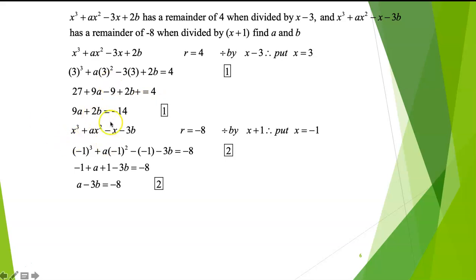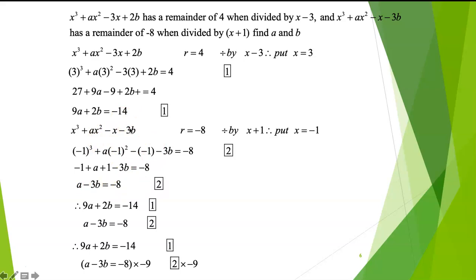Now you can use your graphic calculator to solve those two simultaneous equations, because the point here is not testing you on how to solve simultaneous equations. You've done enough thinking for this question. So go to the graphic calculator, just a reminder of how to do that. You go to menu, equations, choose simultaneous, I think it's the first option, and then two unknowns, and then you plug in the numbers. You plug in 9, 2, -14, you plug in 1, -3, -8, press execute, and it gives you the answer for a and b.